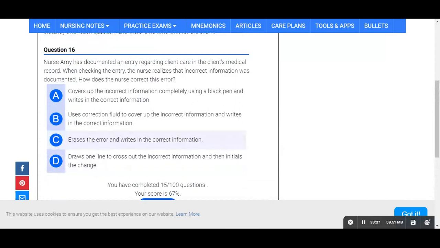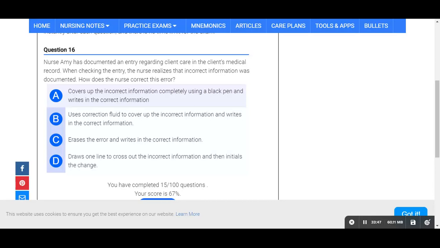Nurse Amy has documented an entry regarding client care in the client's medical record. When checking the entry, the nurse realizes that incorrect information was documented. How does the nurse correct this error?